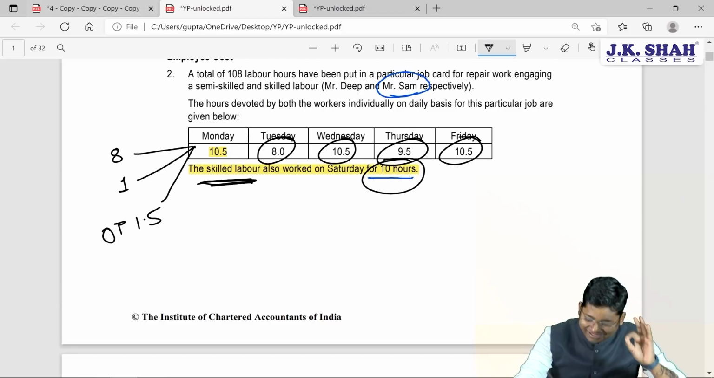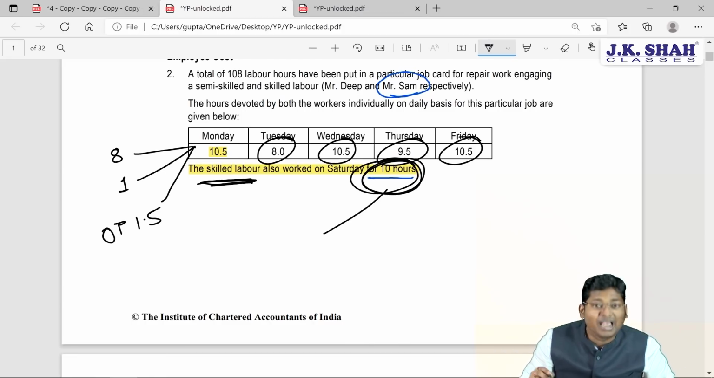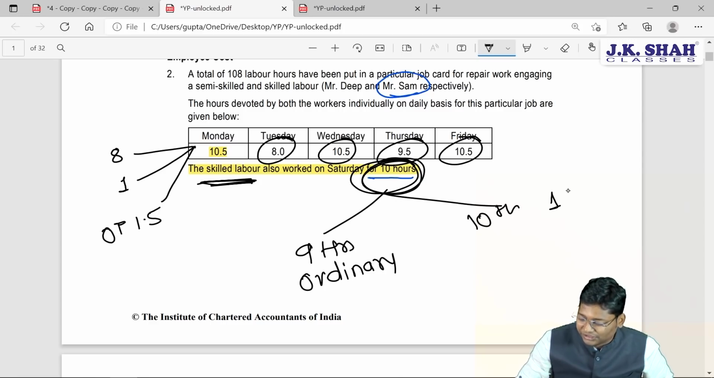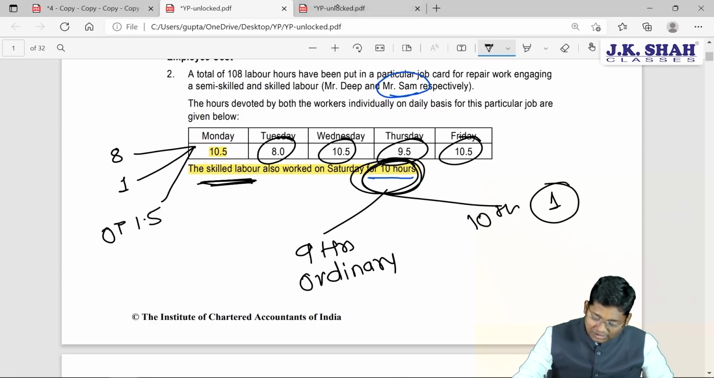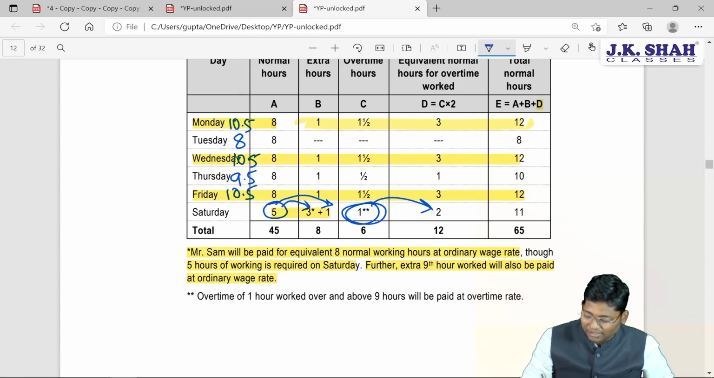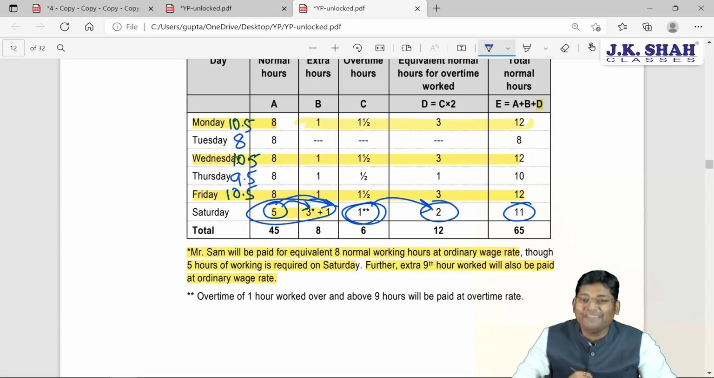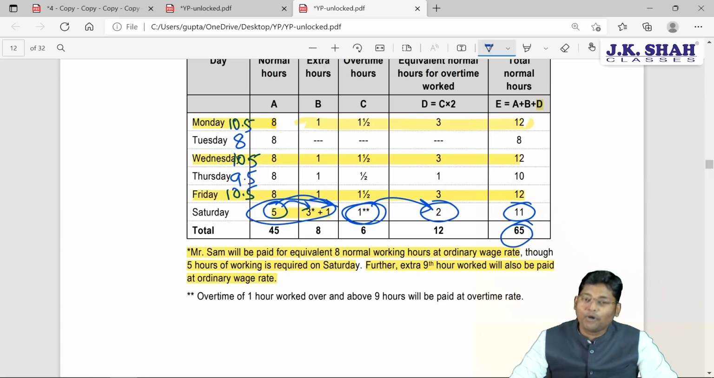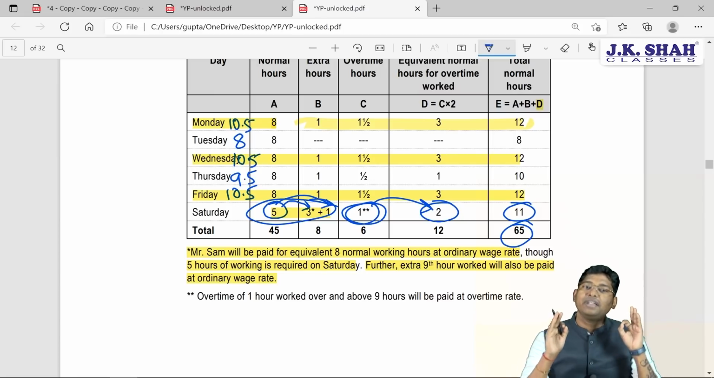So out of this 10 hours, for first 9 hours we are going to pay him by using our ordinary wage rate, but for the 10th hour, sir, 10th hour is the extra hour, remaining 1 hour we should consider under overtime, and overtime is to be paid at double rate. So this 9 hours plus this 2 hours, total 11 hours are recorded for the purpose of payment. So 11 equivalent hours we are going to pay for, and therefore total amount payable to Mr. Sam is equal to 65 hours into wage rate applicable to him.